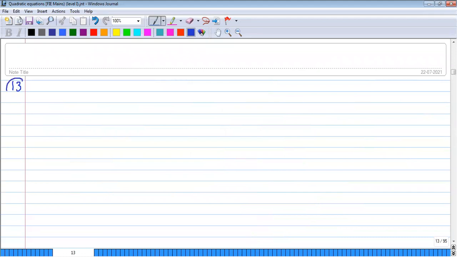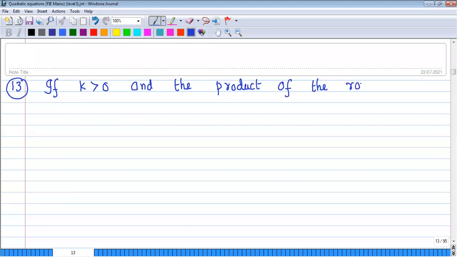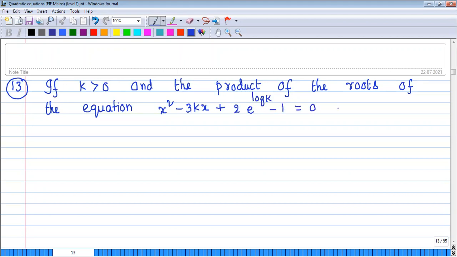Now the 13th one. k greater than 0 and the product of the roots of the equation x square minus 3kx plus 2e power log k minus 1 is equal to 0 is 7.